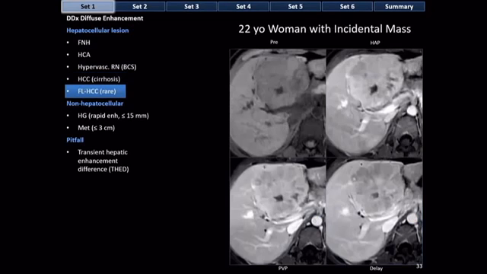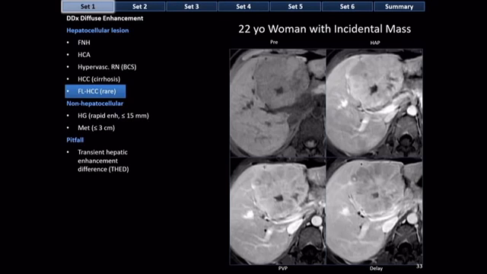This is a 22-year-old woman. She had a little bit of pain in the right upper quadrant. They thought she might have some gallstones. They did an ultrasound. The good news for her is she had no gallstones. The bad news for her, she had something much more ominous. She had a big mass in her liver, which led to this MRI.